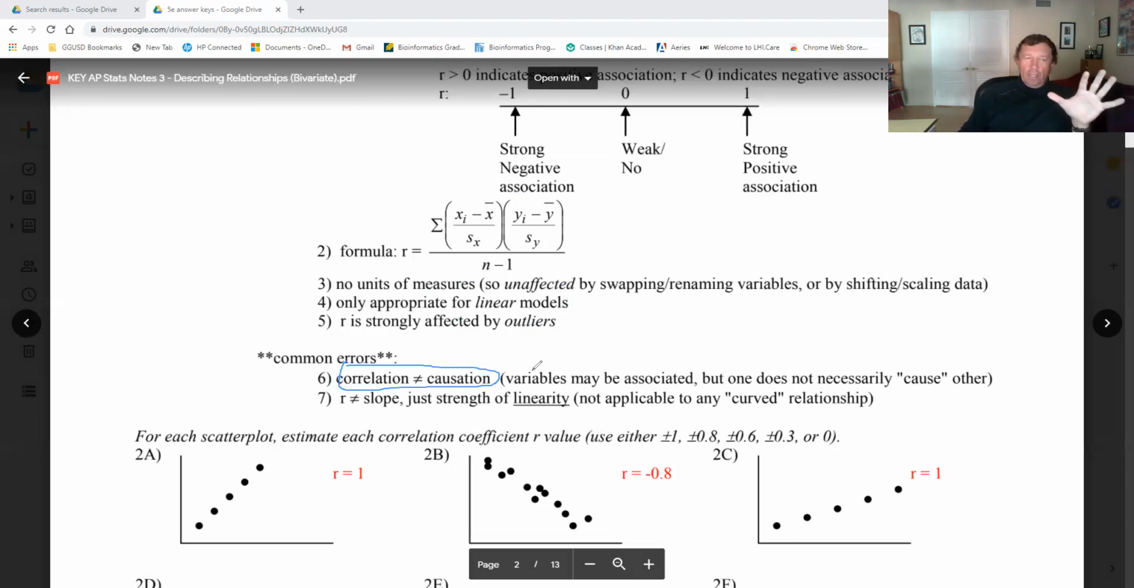Another one that has strong correlation, ice cream sales and drownings. As ice cream sales increase, drownings in pools and the ocean also increase. That is not cause and effect. What's going on is heat is driving both variables. As it gets warmer, people buy more ice cream. As it gets warmer, people drown. It makes it look like ice cream's causing it, but it's not. It's just correlated.